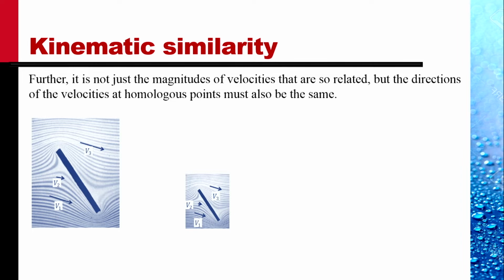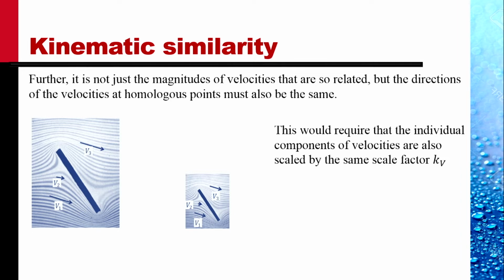Further, it is not just the magnitude of velocity that is so related, but the direction of the velocity at homologous points must also be the same, as shown in these two pictures, one a prototype and the other a model. The velocities V1, V2 and V3 in the prototype and the model have exactly the same directions.